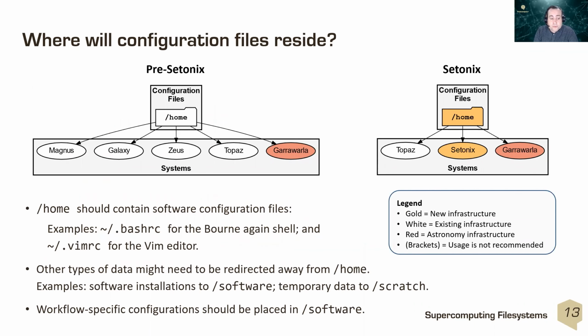In terms of configuration files, so these are files that may exist in the home directory. Examples would be a .bashrc file for the Bourne Again shell, or a .vimrc for the Vim editor. We definitely recommend not copying these files directly across from the old home file system to the new home file system, because there may be settings in there that are not appropriate for Setonix. But we do recommend having a look inside and understanding what those configurations are, and moving configurations that you'd like to keep and have available on Setonix across.